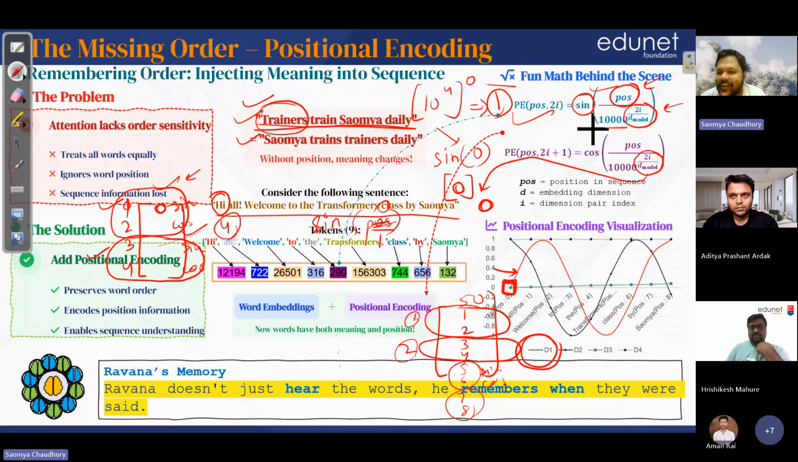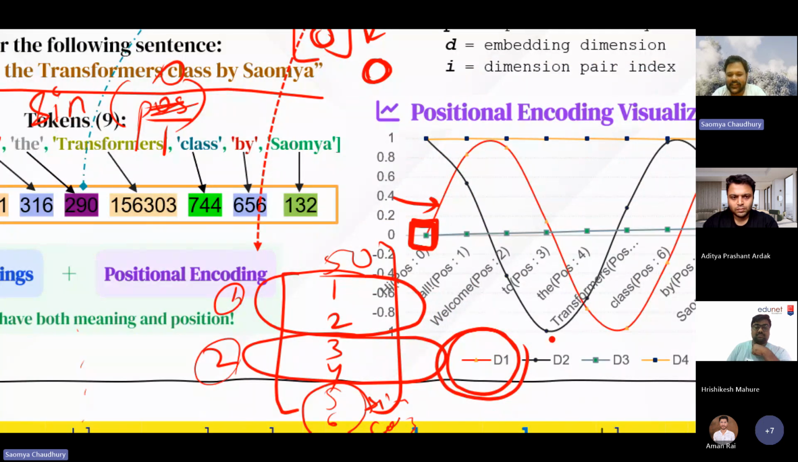Now, I told you, sine of position 0, you saw you got the output value as 0, right? In the same way I have to do it for cos as well, which we just discussed. Cos of 0, what is it? How much is cos of 0? 1, yeah, exactly. Brilliantly said.